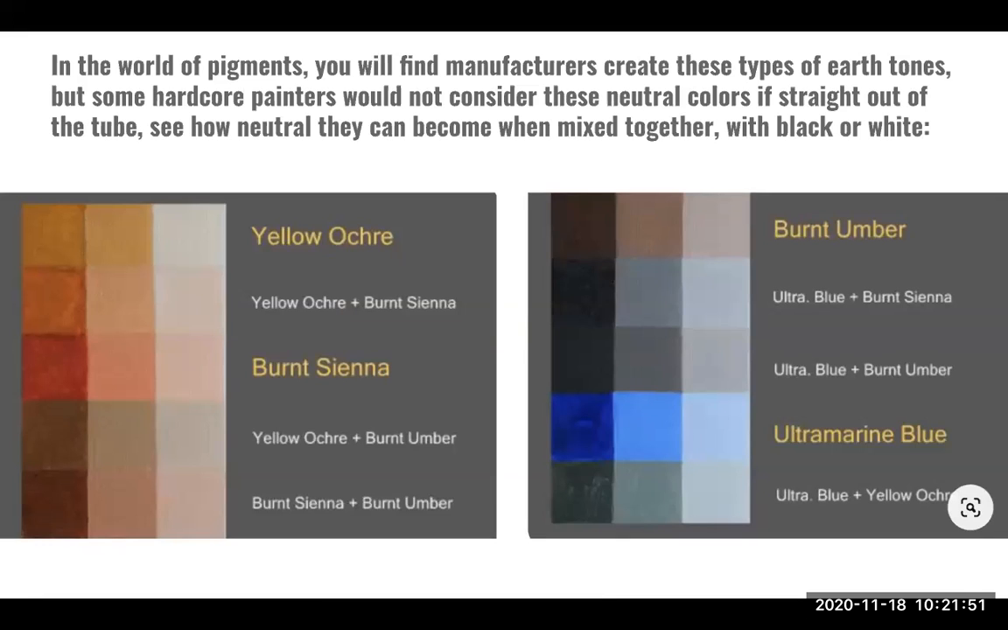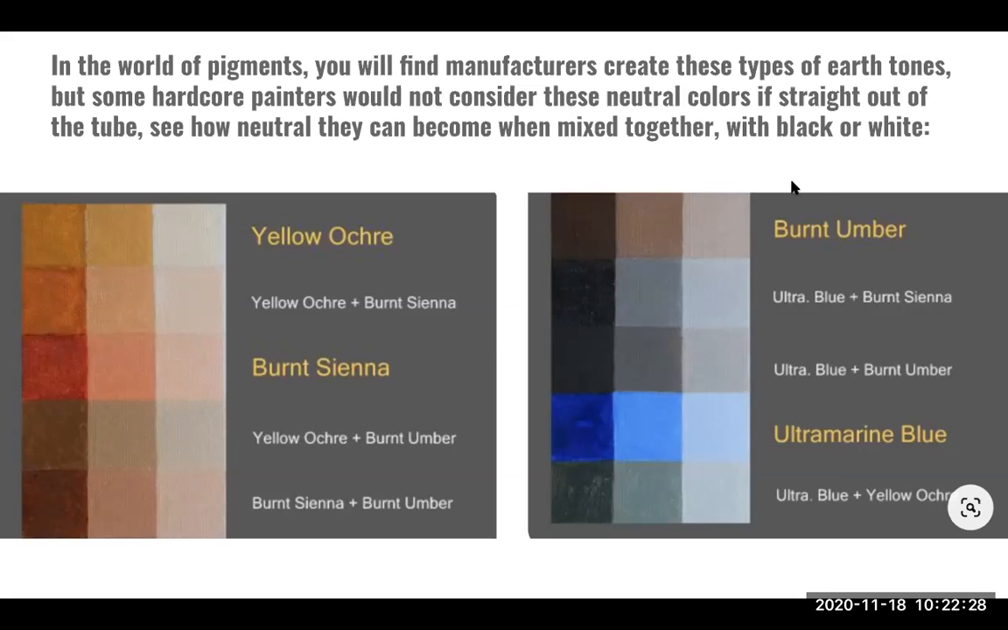And lastly in the slides, we're going to talk about a little bit of paint. So in the world of pigments, you will find manufacturers create these types of earth tones, but some hardcore painters would not consider these neutral colors if straight out of the tube. See how neutral they can become when mixed together with black or white. So one example is yellow ochre, this color here, and this is burnt sienna here. So when you mix those together, you get an orange, but if you add more white, you get these really subtle, beautiful earth tone colors.